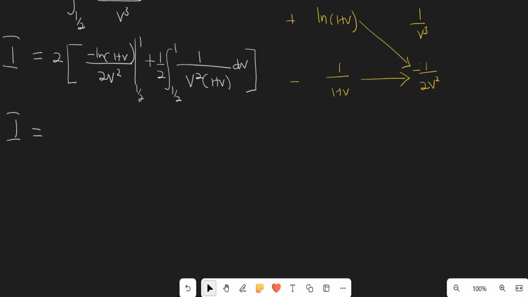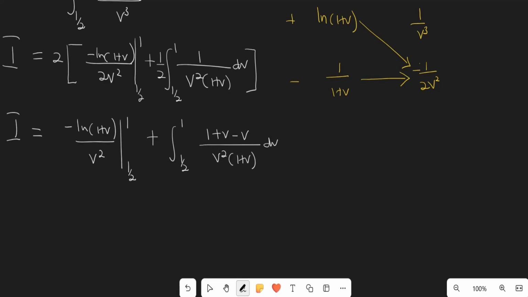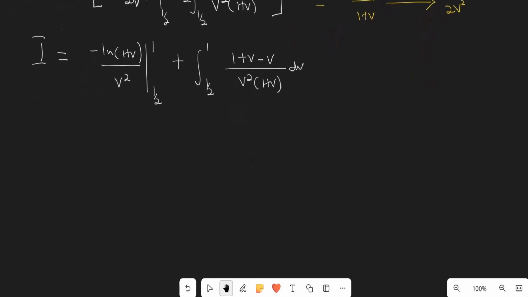We have I equal to, now this 2 is going to cancel this 2, right? So what you are left with is negative ln of 1 plus v divided by v squared, this from 1/2 to 1. Next, this 2 is going to cancel this 2, and then we are going to be left with plus the integral from 1/2 to 1 of, permit me, I'm going to add 1 to the numerator, and subtract v. When I do this, then I'll divide by the denominator, which is v squared multiplied by 1 plus v dv. Alright, cool stuff, right?